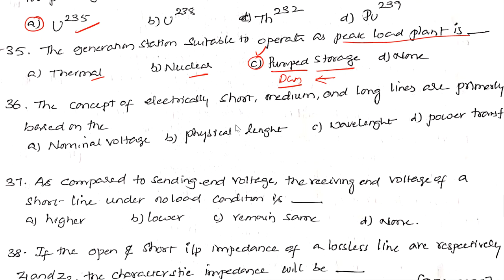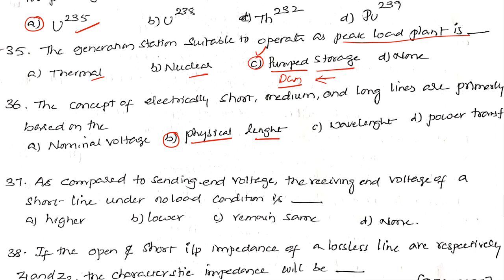Next one, the concept of electrically short, medium and long transmission lines is primarily based on: nominal voltage, physical length, wavelength, power transfer. The correct option is that it depends upon the physical length of the line.